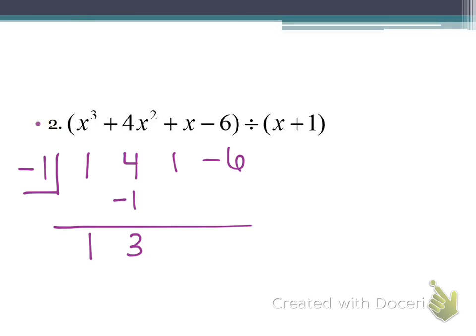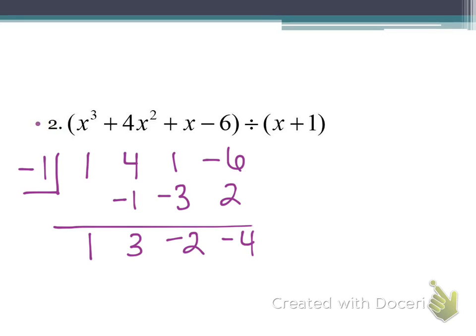We're going to multiply that 3 by -1. What do we get? It goes under the 1 next door. We combine to get -2. We multiply to get +2. We combine to get -4. After we get all those numbers, we actually write our answer. So these become our coefficients, and then the last number becomes our remainder.